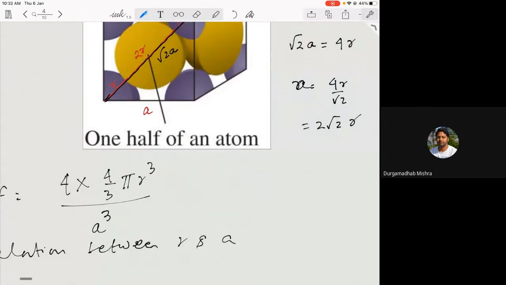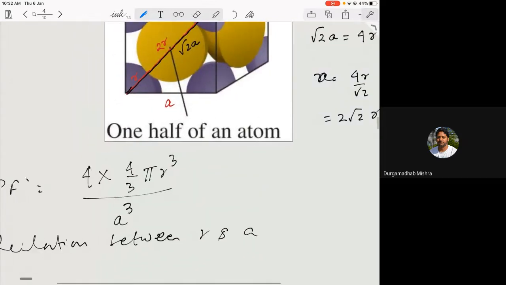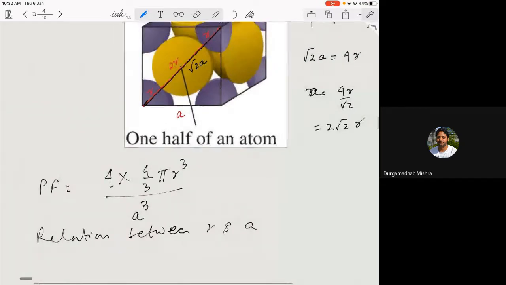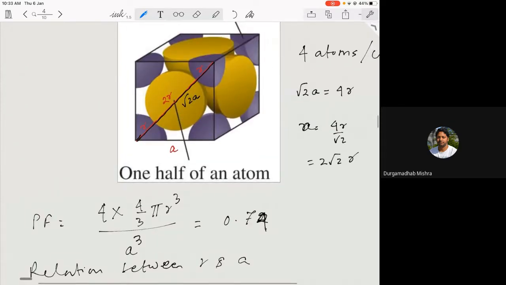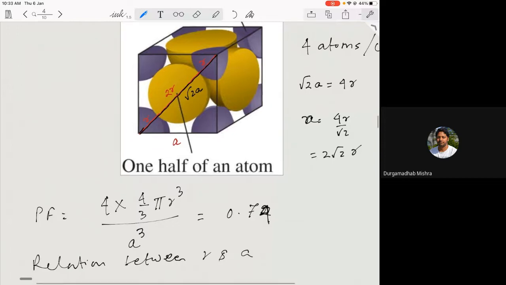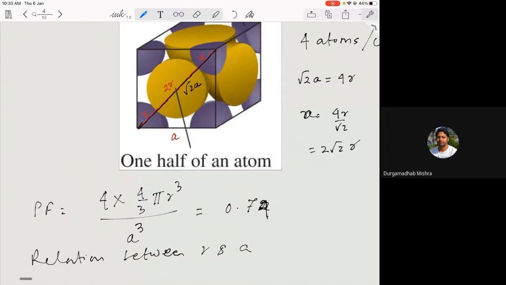Okay, so now if you substitute that, you can calculate or simplify this expression, and what you will get is 0.72, so something around that, 0.7 or 0.74 rather. So that means the packing fraction is 74%. So if you take an FCC lattice, 74% of the cube is filled with atoms, and the rest is empty. For BCC it will be 68%, and for simple cubic it will be 52%.